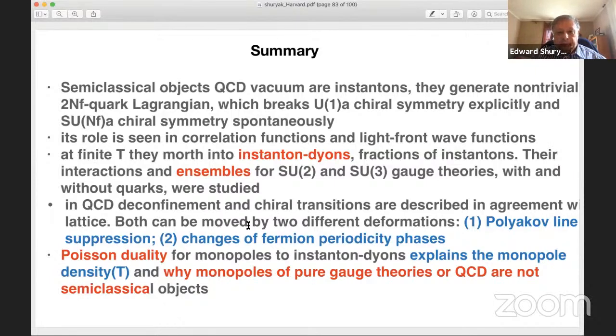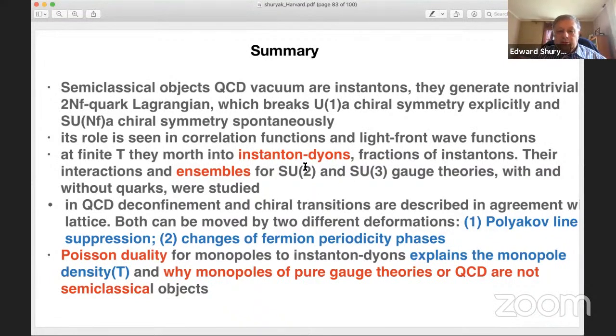And this motion and modification of QCD, you can study with the ensemble of these instanton-dyons, and you can also do it on the lattice, which is supposed to be from first principles, and compare. So it compares well. And the last thing I said, so we have, so to say, a semi-classical theory of temperature around phase transitions, where both transitions are explained in terms of these objects.